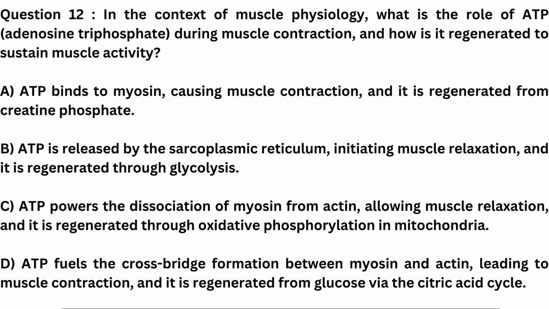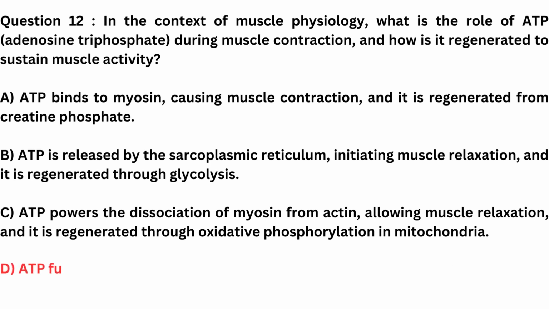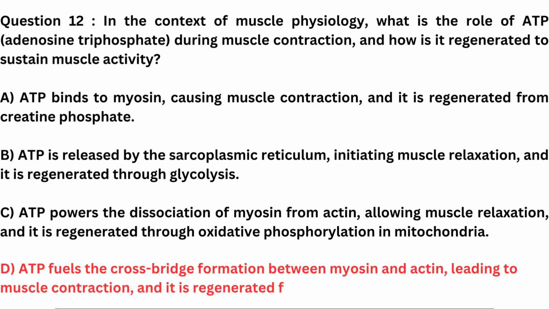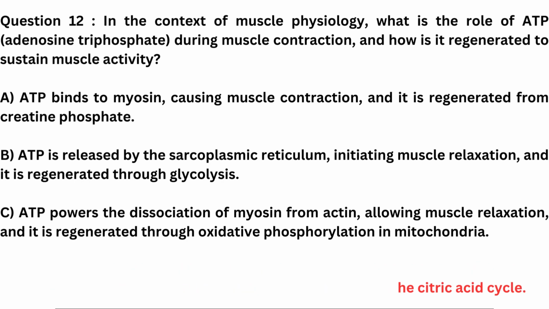Correct answer is D. ADP fuels the cross-bridge formation between myosin and actin, leading to muscle contraction, and it is regenerated from glucose via the citric acid cycle.